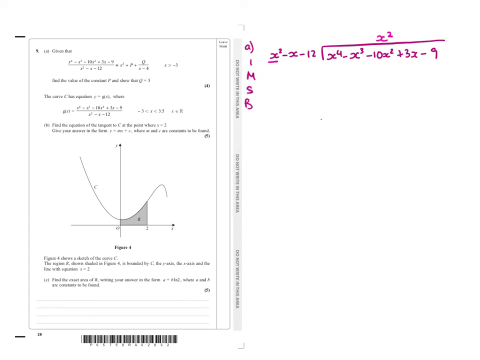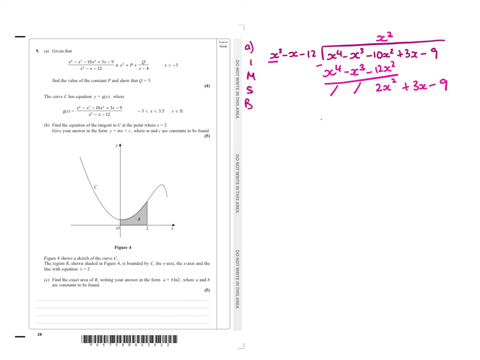So now we multiply. x squared times x squared is x to the power of 4. x squared times minus x is minus x cubed. x squared times minus 12 is minus 12x squared. Now we subtract. So we're going to get 0. Minus x cubed minus minus x cubed is also 0. Minus 10x squared minus minus 12x squared is 2x squared. And then the last bit, bring down: plus 3x minus 9.